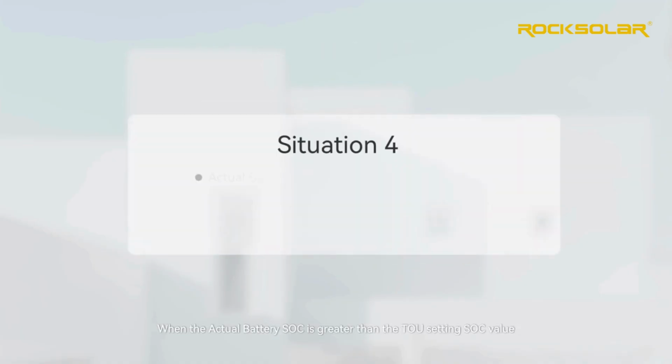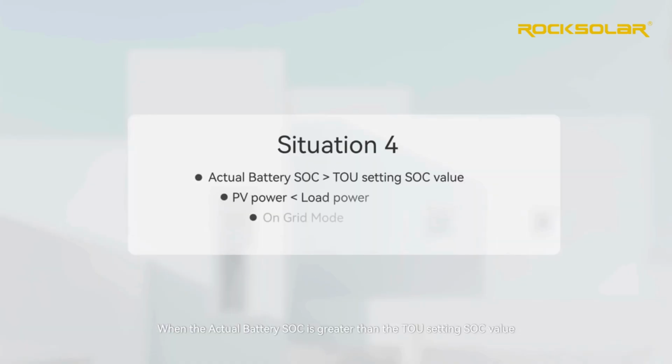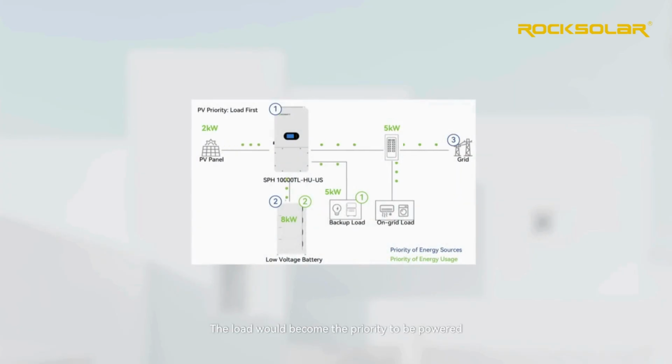Situation 4. When the actual battery SOC is greater than the TOU setting SOC value, the PV power is lower than the load power, and it is on-grid mode. The load would become the priority to be powered, and the battery would be discharged as a backup. The priority of the energy sources would be PV, battery, grid. The battery discharge power is the TOU set point. The excess battery power is exported to the grid.